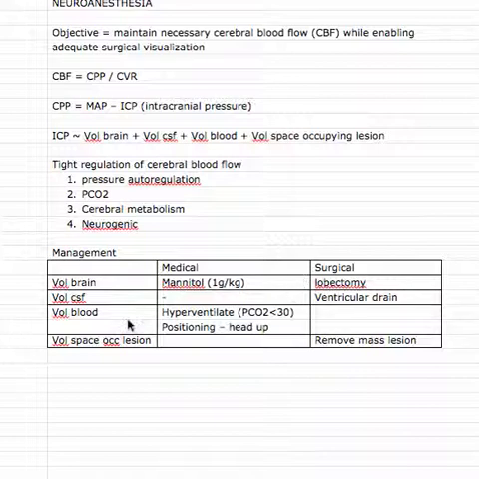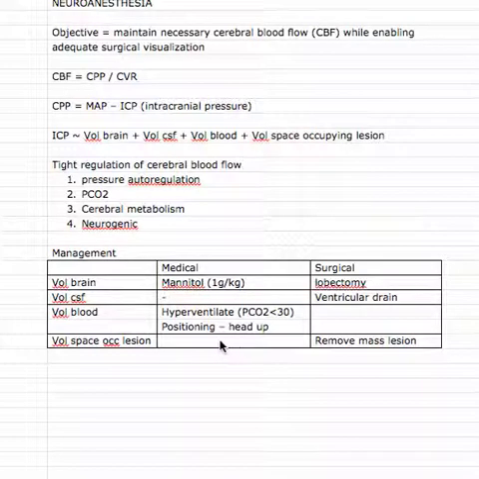We can hyperventilate the patient, lower their CO2, so they're going to get vasoconstriction to the blood vessels in the brain. And as well, we can position them head up so that gravity is working in our favor as well, and that'll help drain all the blood out of the brain and lower our cerebral blood flow.